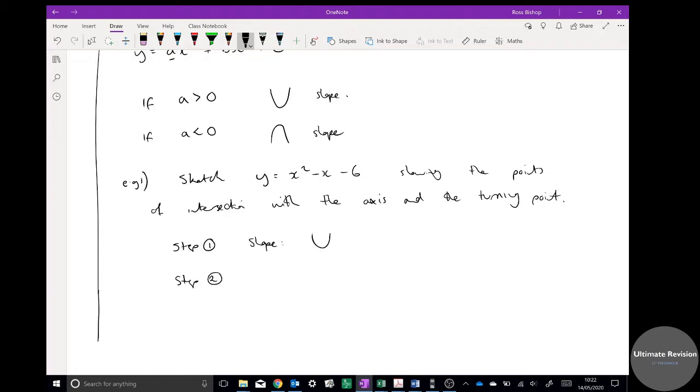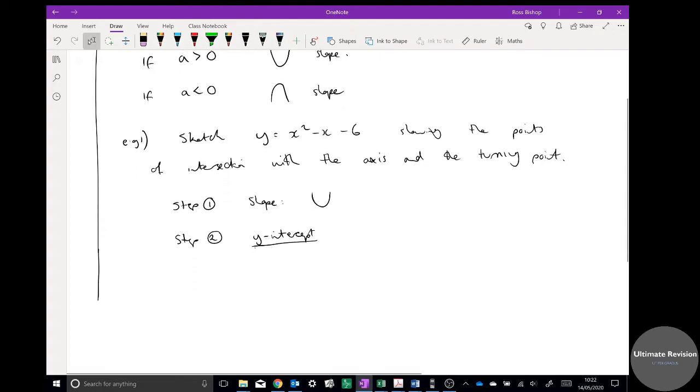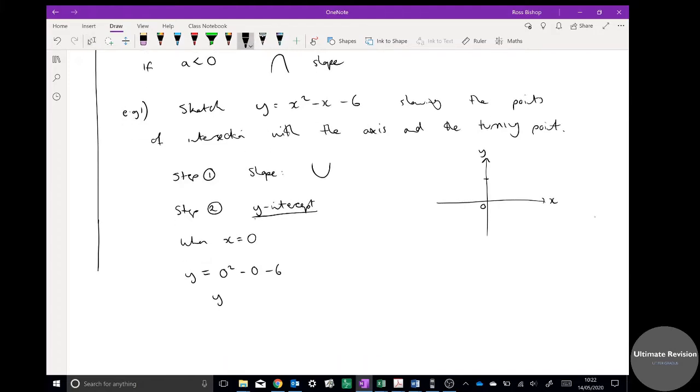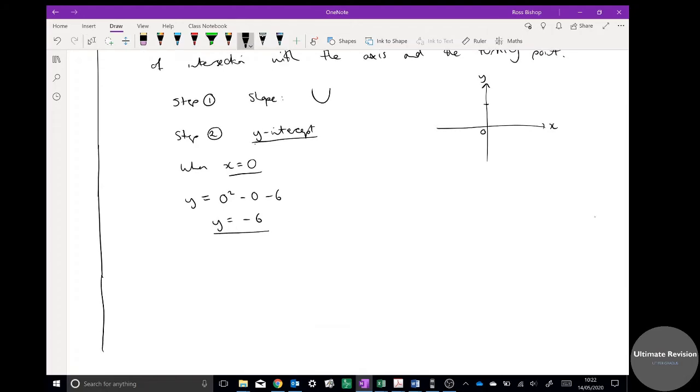Step 2, find the y-intercept. Now the y-intercept, this occurs if we have an axis here, x, y. The y-intercept, where it crosses the y-axis, this will always be when x is 0. Now if I put x equals 0 into this equation, I get 0 squared minus 0 minus 6. So y equals that. So the y-intercept is going to be minus 6, okay? So I've got the y-intercept, that's when x equals 0. You can probably predict what my next step will be.